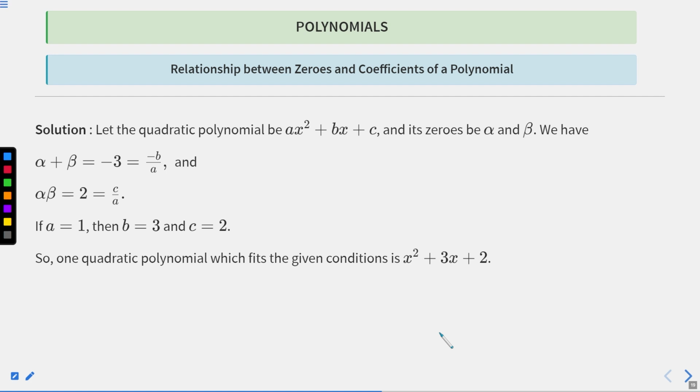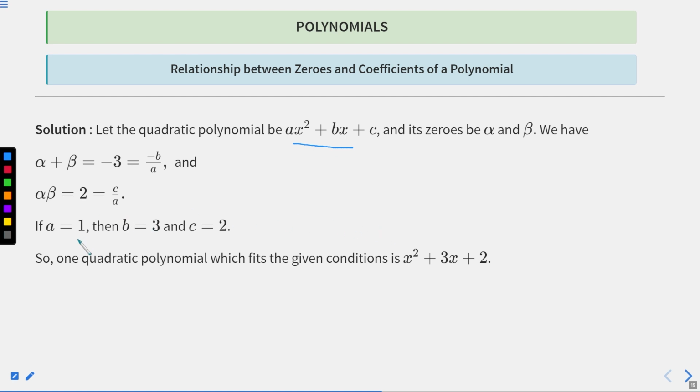Okay, so let us consider the quadratic polynomial ax square plus bx plus c, and let its zeros be alpha and beta. So we have these relationships: the sum of its zeros, alpha plus beta, is equal to minus coefficient of x divided by coefficient of x square. So alpha plus beta is equal to minus b upon a. Okay, and the product of its zeros, alpha times beta, is equal to 2, and this is basically equal to the constant term divided by the coefficient of x square, that is c upon a. So alpha times beta is equal to c upon a.